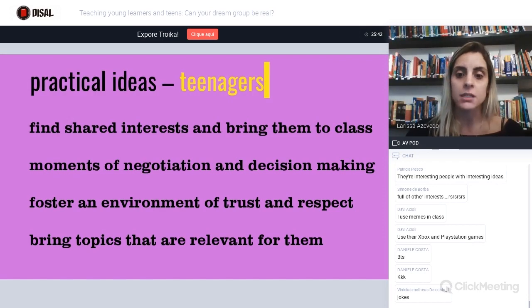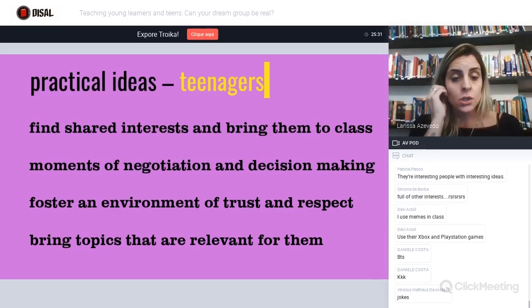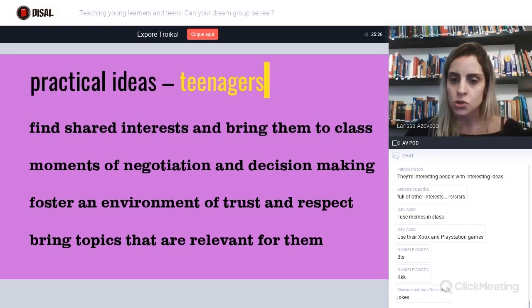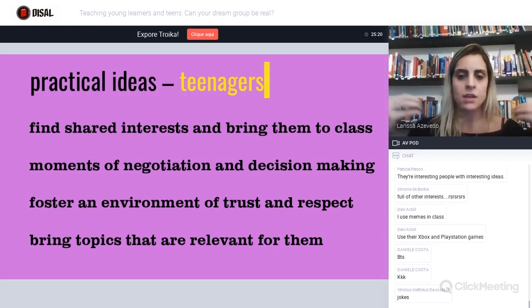Foster an environment of trust and respect. Well, again, they are going through a lot of insecurity and uncertainty. They don't want to take the risk of being judged. They avoid being exposed. So the more we encourage an environment of collaboration, a supportive classroom environment, and we allow them the chance to help each other and to respect each other's differences and particularities, the safer they will feel. This is really important.